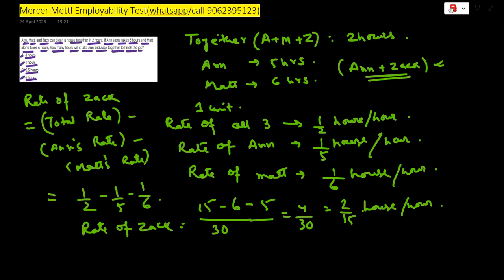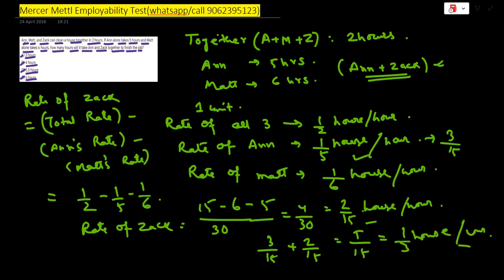Now the question asks for Anne and Zach together. We just need to combine their rates. Anne's rate is 1/5, which you can say is 3/15, and Zach's rate is 2/15. So combining the rates, 3/15 plus 2/15 is 5/15, so this is 1/3. If they clean 1/3 of a house in 1 hour, then the whole house takes definitely 3 hours.